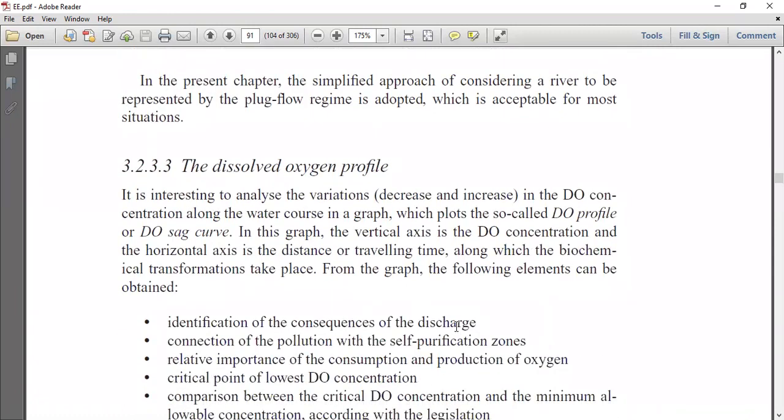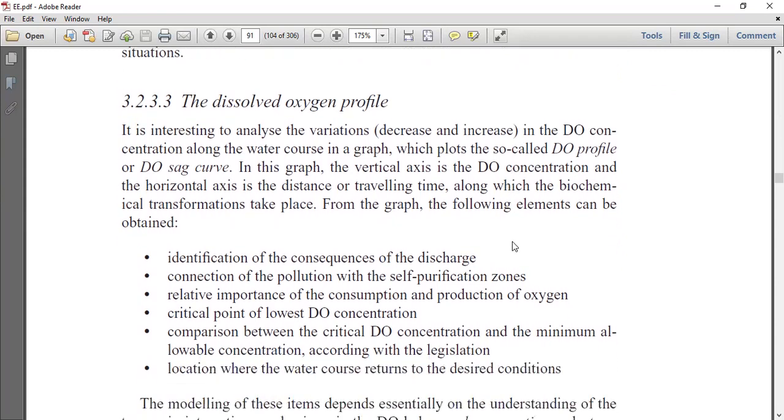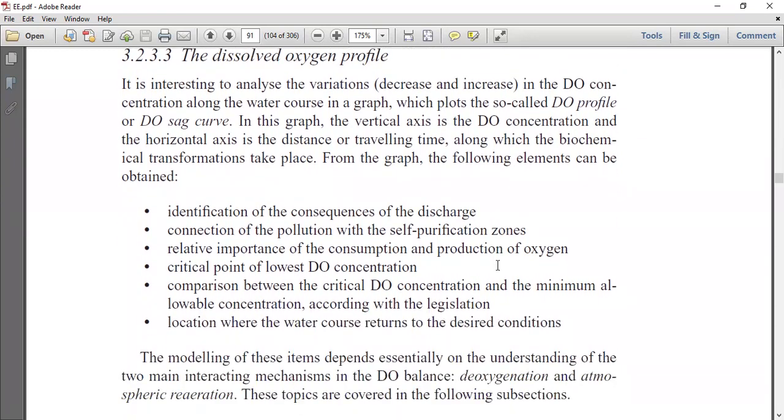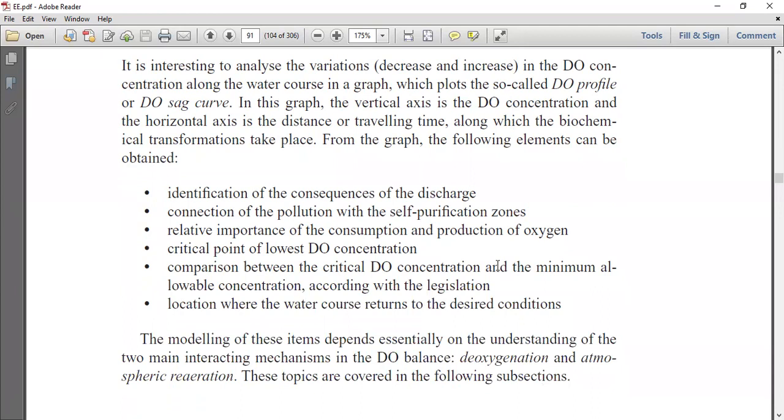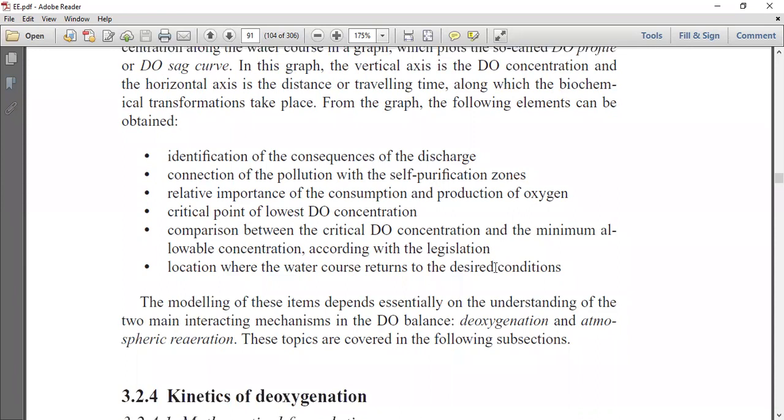The dissolved oxygen profile. It is interesting to analyze the variation in the dissolved oxygen concentration along the water courses in a graph, which plots the so-called DO profile or DO sag curve. In this graph, the vertical axis is the DO concentration and the horizontal axis is the distance or travel time, along which the biochemical transformations took place. From the graph, the following elements can be obtained.